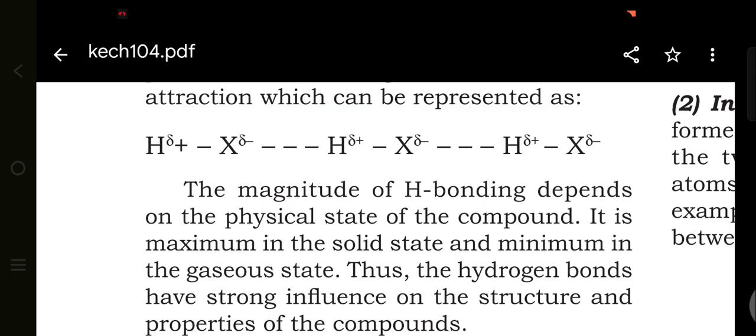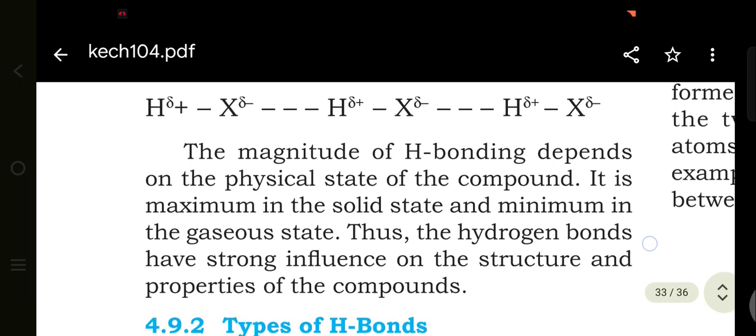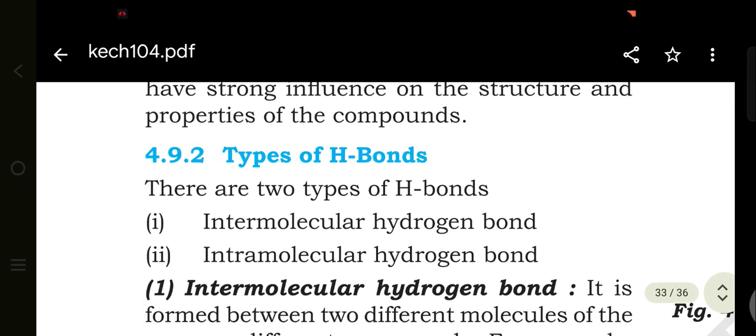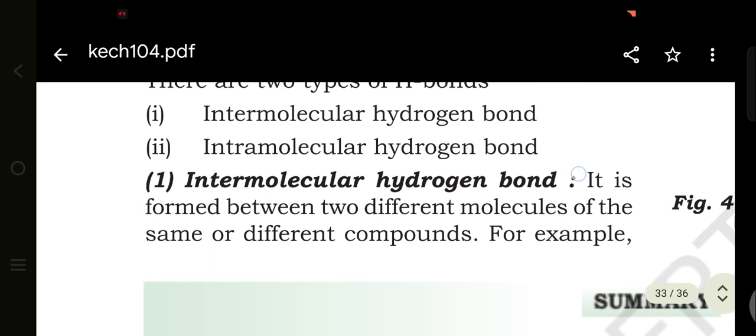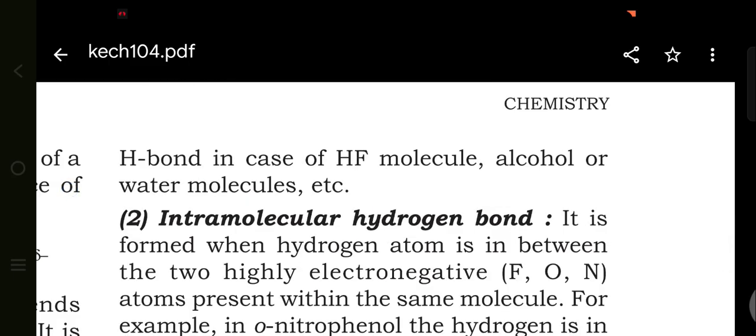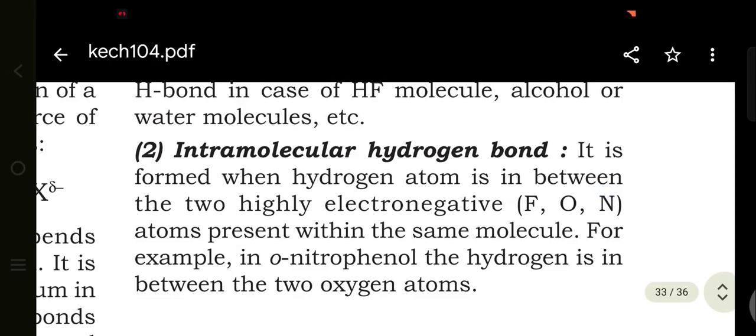The magnitude of hydrogen bonding depends on the physical state of the compound. It is maximum in the solid state and minimum in the gaseous state. Thus, hydrogen bonds have a strong influence on the structure and the properties of the compounds. Types of hydrogen bonds. There are two types of hydrogen bonds, the intermolecular hydrogen bond and the intramolecular hydrogen bond. Intermolecular hydrogen bond. It is formed between two different molecules of the same or different compounds. For example, hydrogen bond in the case of HF molecule, alcohol or water molecules, etc.